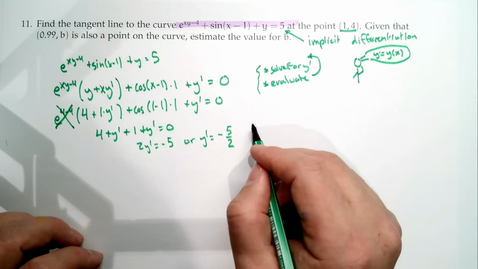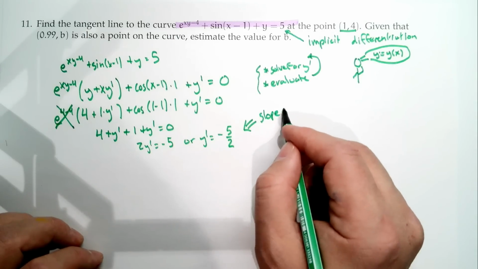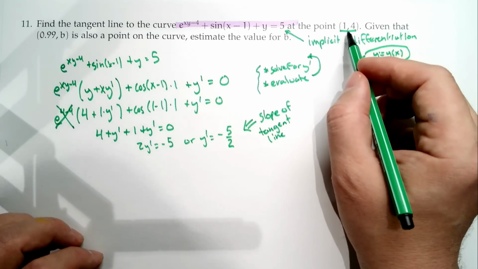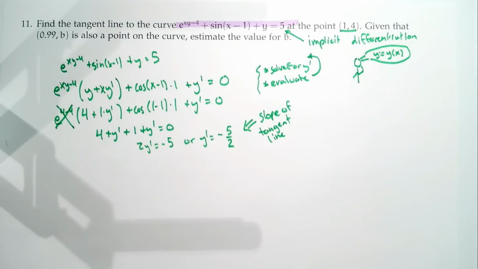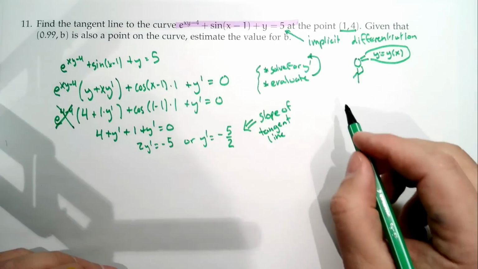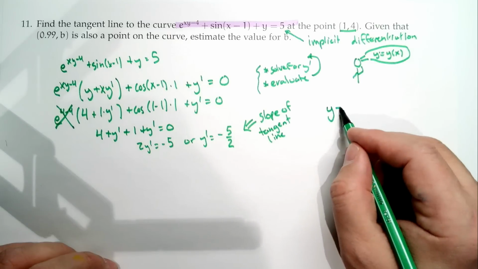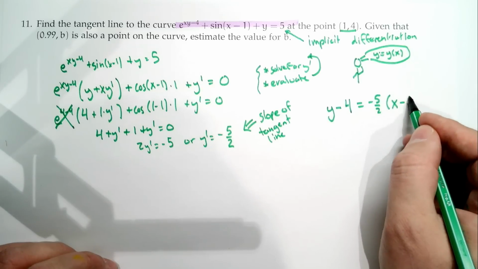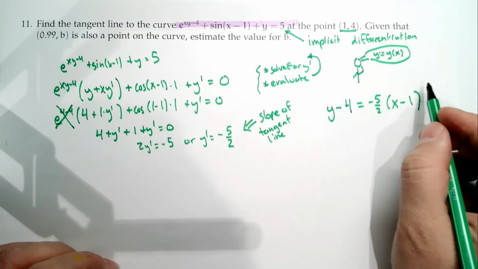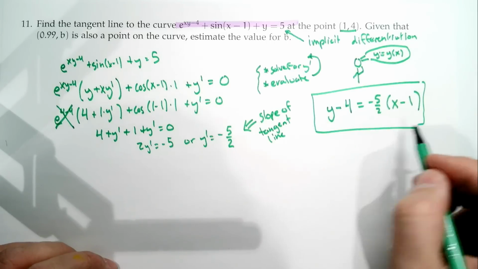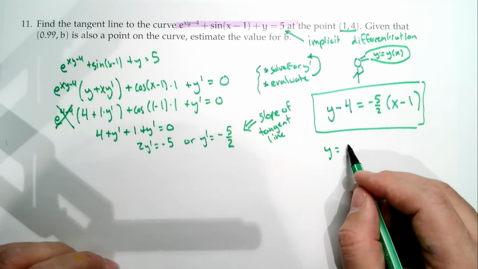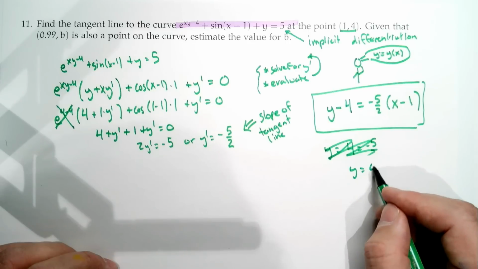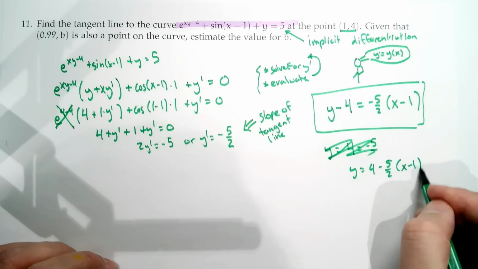So this is our slope of our tangent line. And now that you have the slope of the tangent line, and you already have the point. See, that's the nice thing, the point's given to you, so you don't have to find the point. You put it together. So you can say, for example, y minus the y coordinate is equal to the slope times x minus the x coordinate. And that's perfectly fine to leave your answer in that form. Or you could also say that y equals, and I'll write it in this way for what's coming in part 2, y equals 4 minus 5 halves times x minus 1.